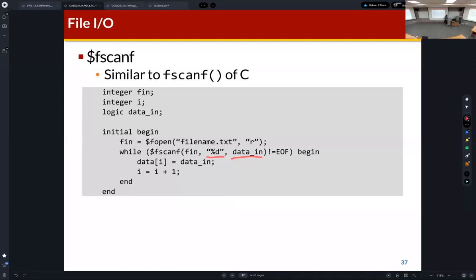So this is the data type. D means the decimal data, H means hexadecimal, O means octal, and B means binary. So you can use this statement like this. You can use the while statement, which is also similar to C. While it's not the end of the file, just repeat reading the data. Okay.